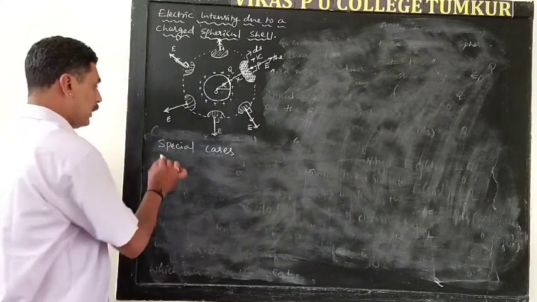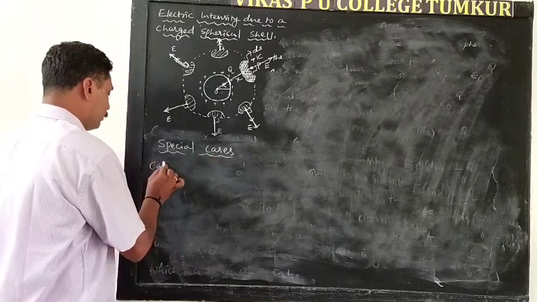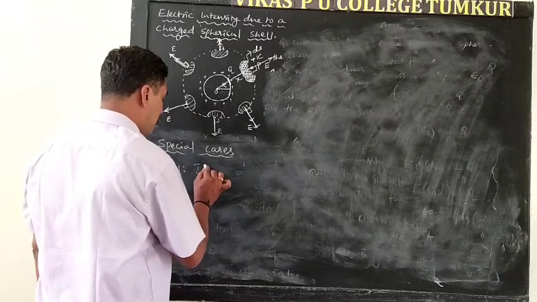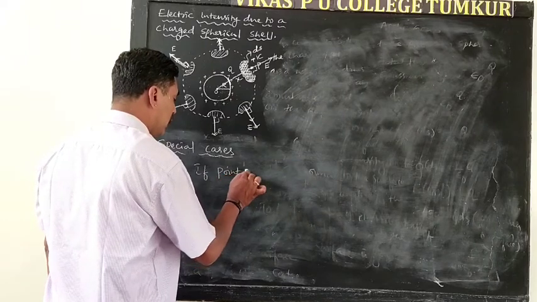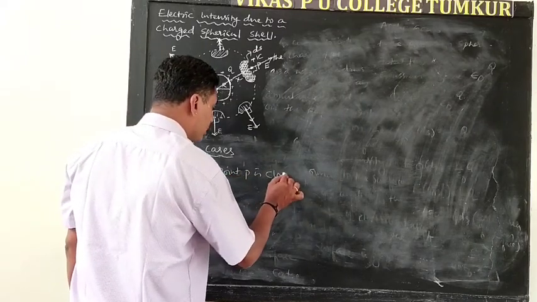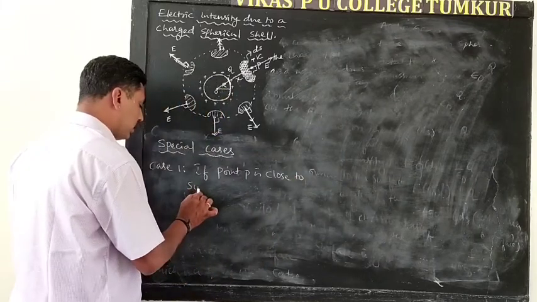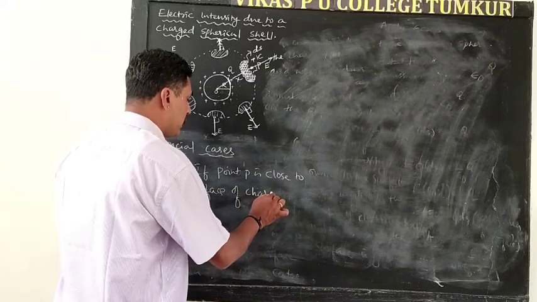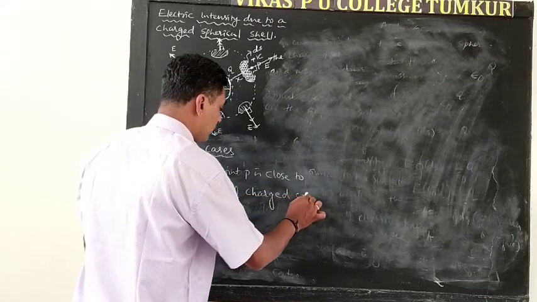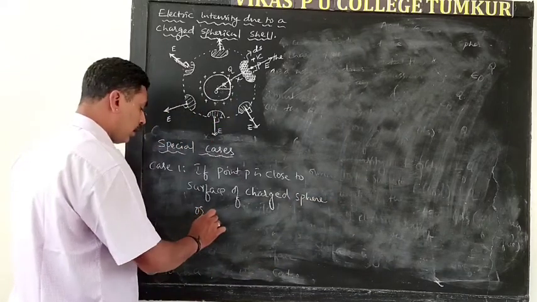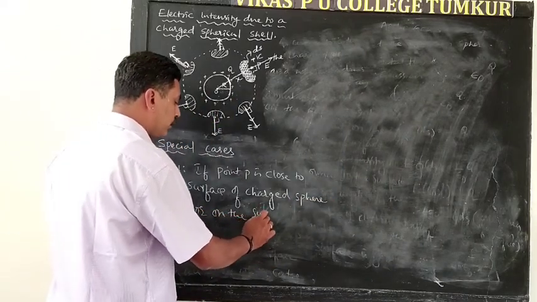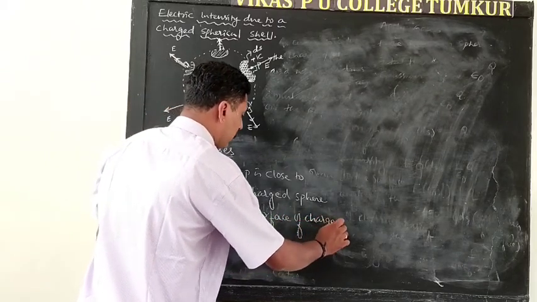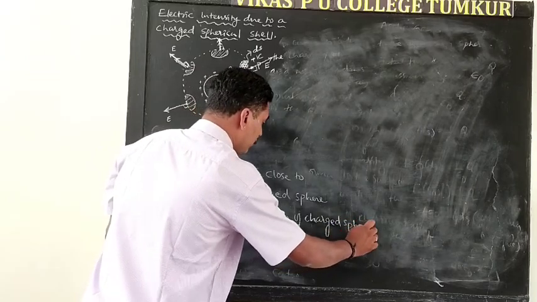Special cases. Case 1. If point P is close to the surface of a charged sphere, or on the surface of a charged sphere. So what was needed?